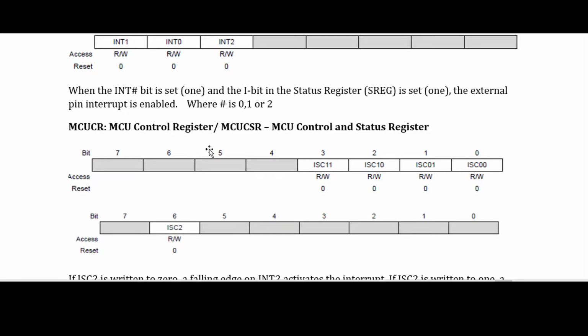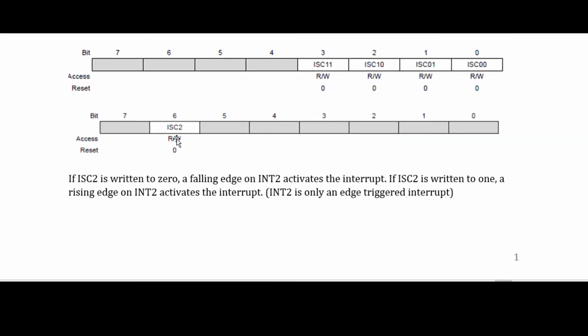For interrupt 2, we have another register, which is MCUCSR, so there's an extra S here. It's the MCU control and status register. It has only 1 bit to control interrupt 2, which is ISC2.